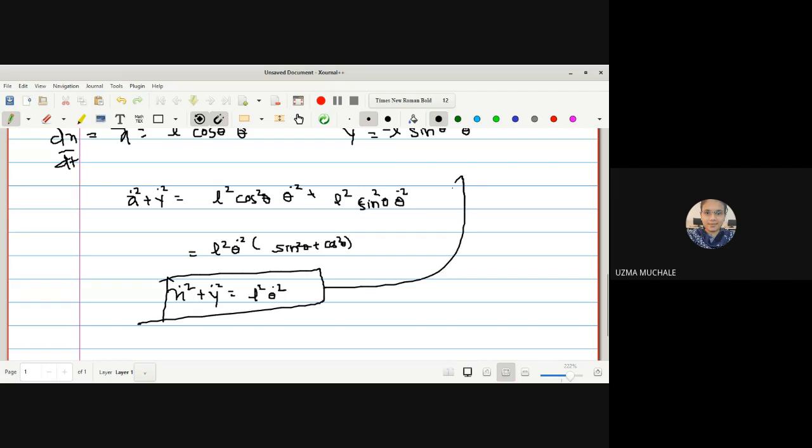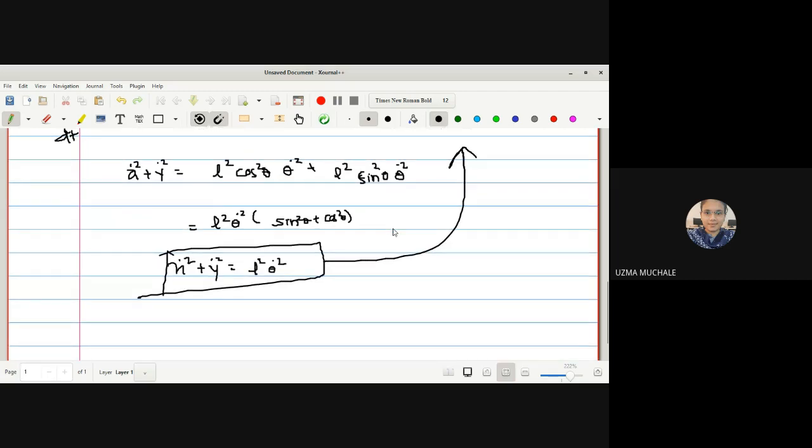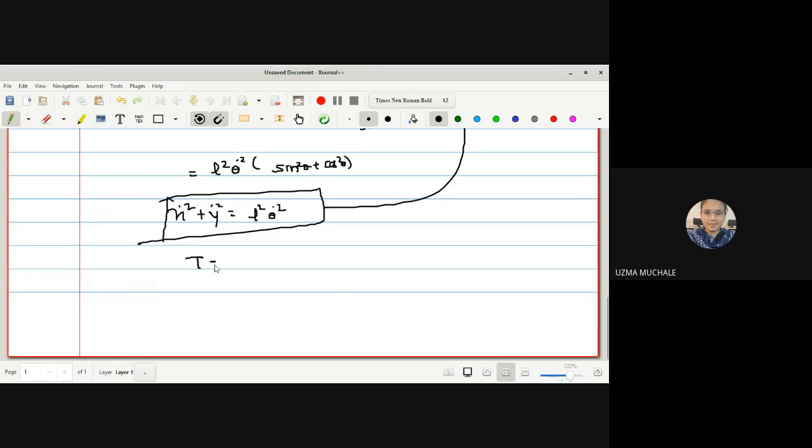Now using this equation in our equation of kinetic energy, T is equal to 1 upon 2 m r dot square, which is x dot square plus y dot square, which is nothing but L square theta dot square. So you can name it as equation 1.